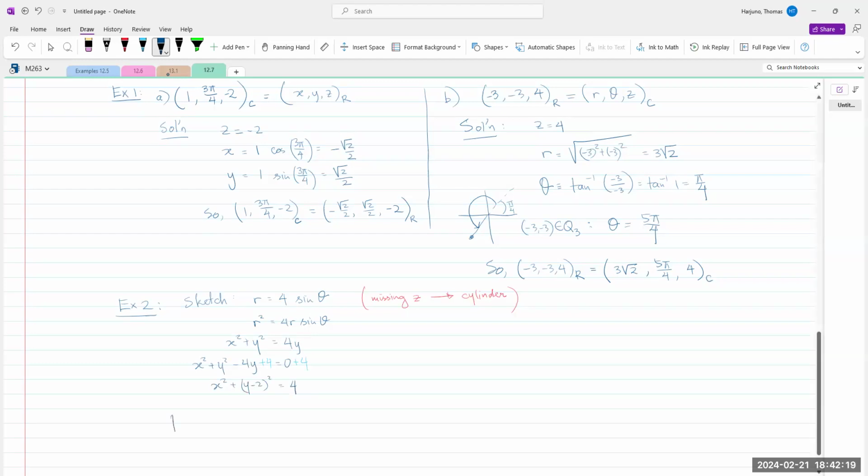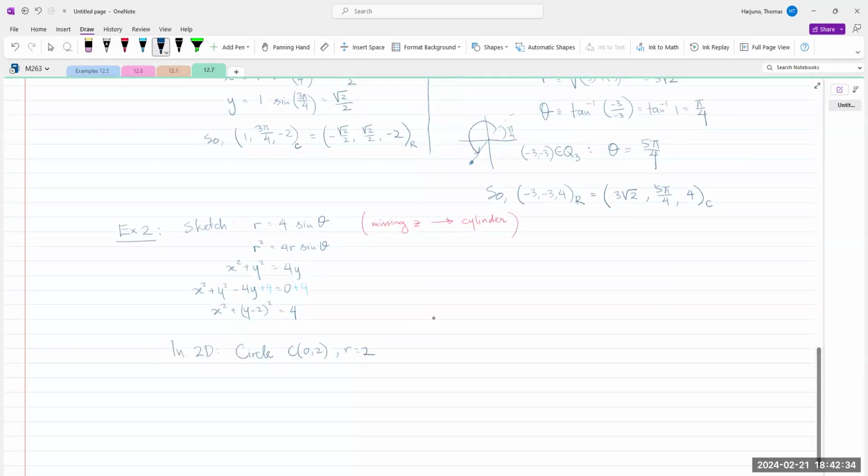In 2 dimensions, this is a circle centered at (0, 2) with radius 2. It looks like this. Okay? In 2 dimensions. But in 3 dimensions, it becomes a cylinder.